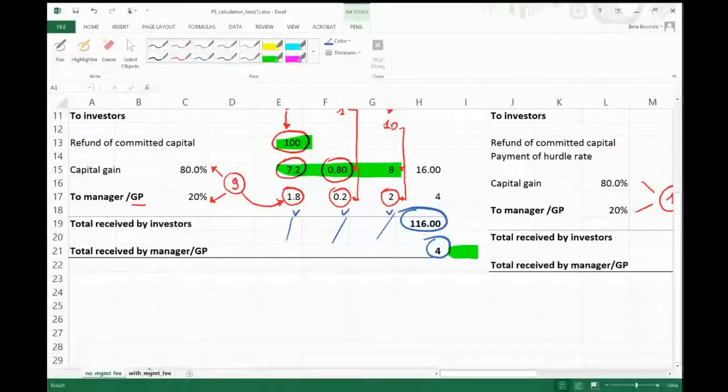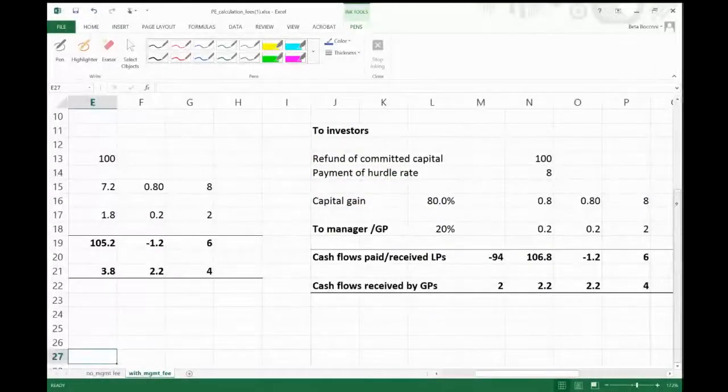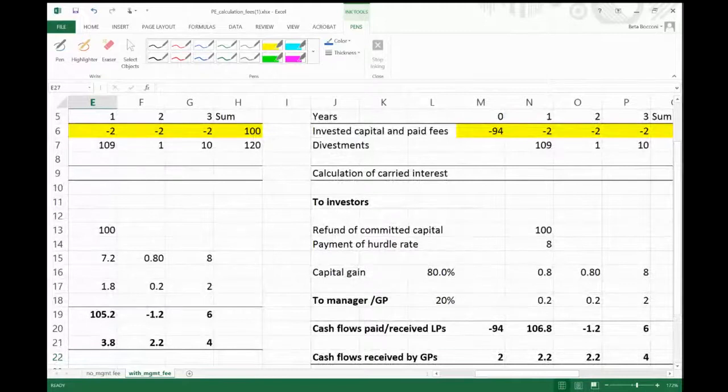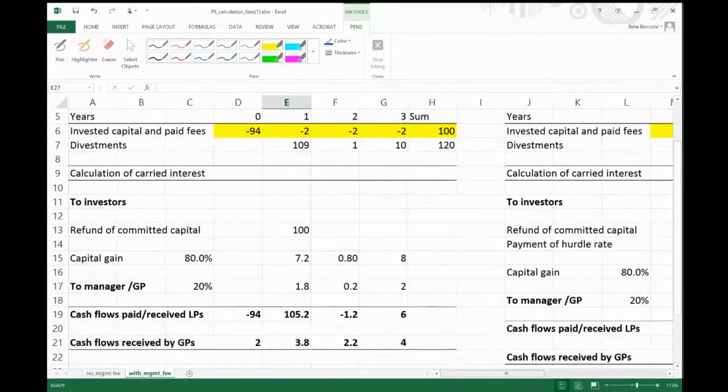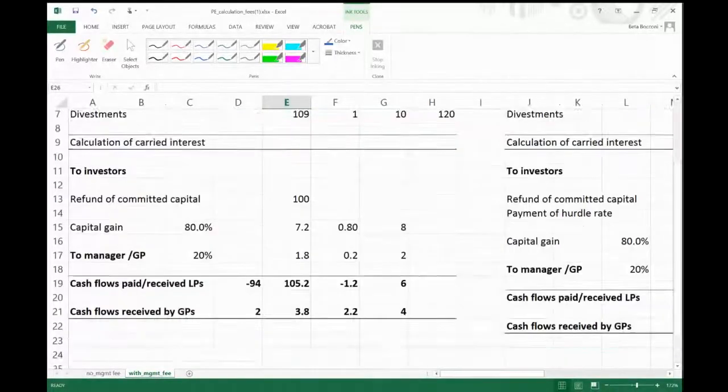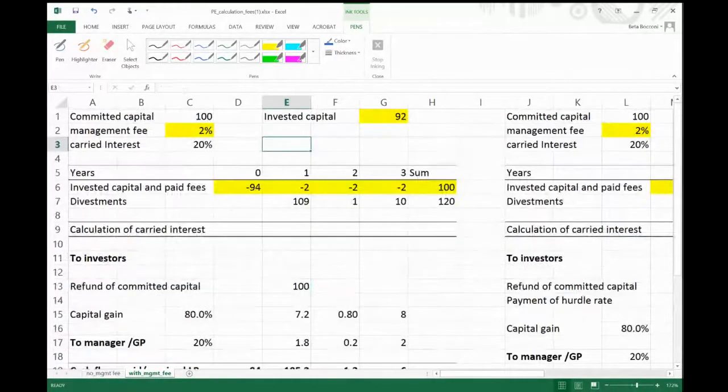Very good. Now, let's remove the assumption. In reality, nothing changes very much when including the management fees. The only thing that changes when you include the management fees is that, now that management fees are in place, and I assume a standard management fee of 2%, the invested capital and the committed capital are different.